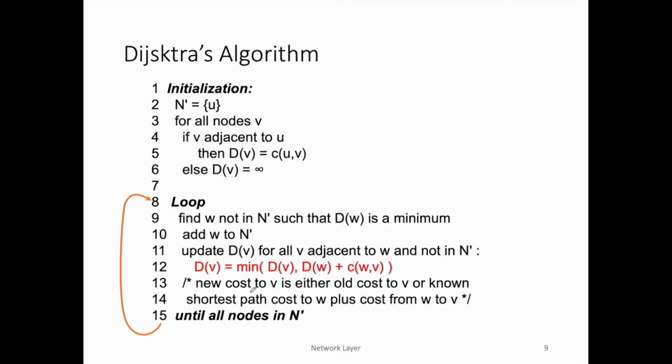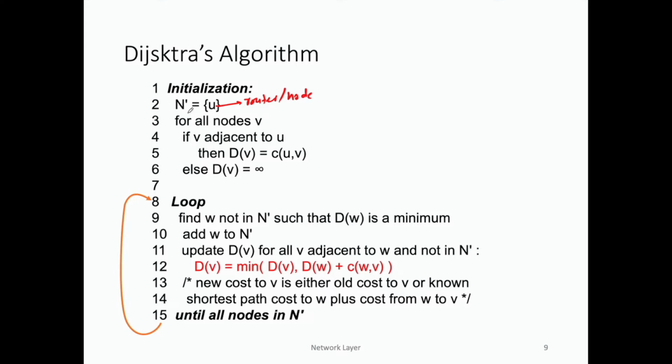So let's try to look at the algorithm first. It has two steps: an initialization phase, and then there is a loop. We'll stay in this loop until we have identified the cost to reach all the nodes in the network, right? So in the initialization phase, let's assume that we have started this algorithm at router U. So this is the node where we have initialized the algorithm.